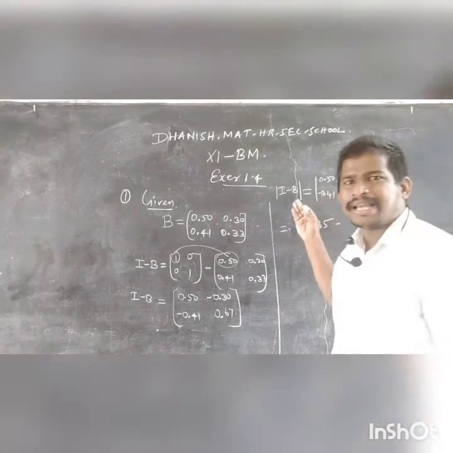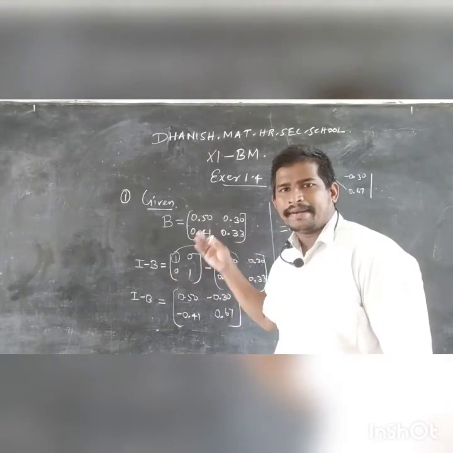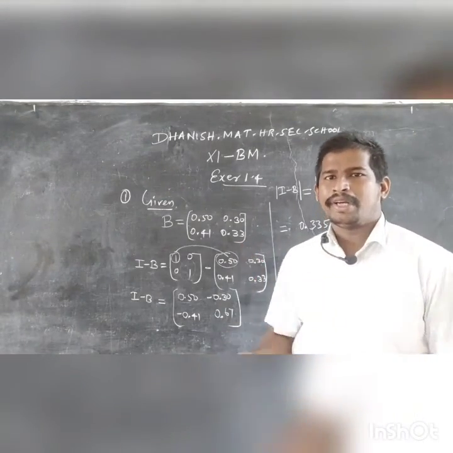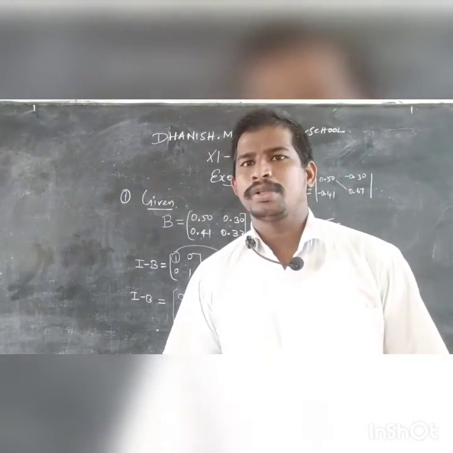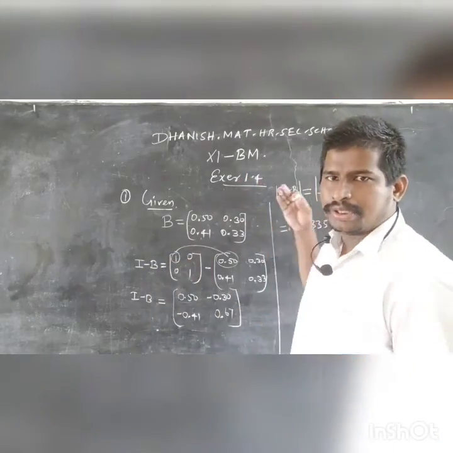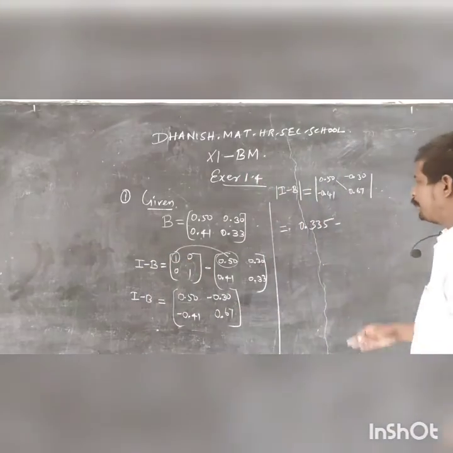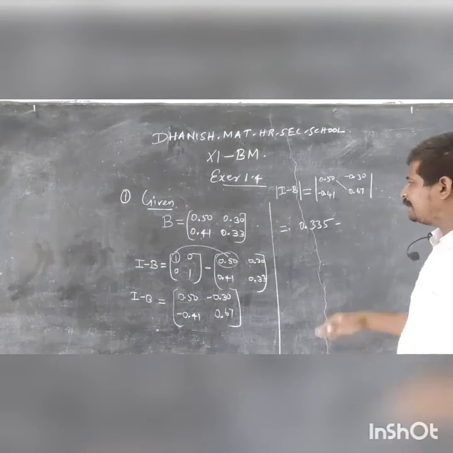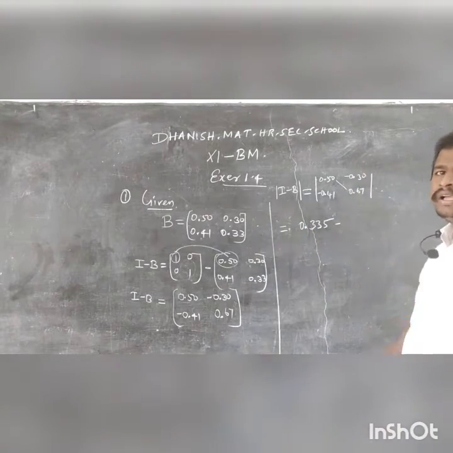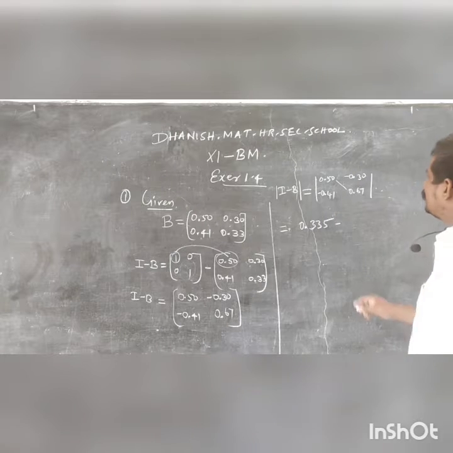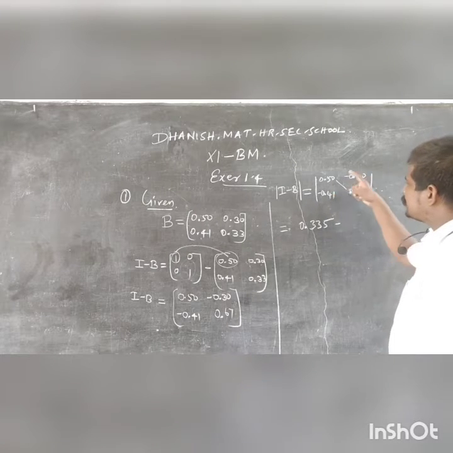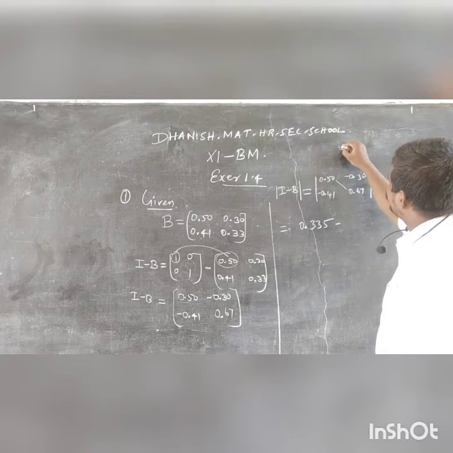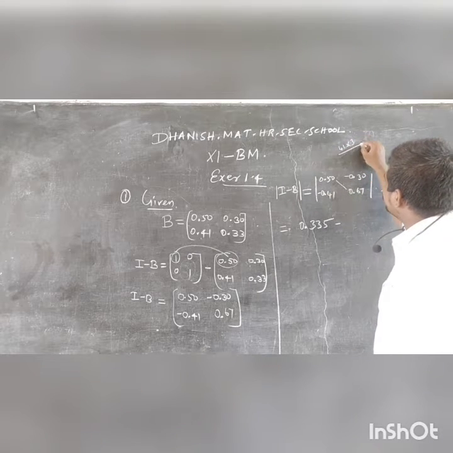If you want to use the calculator for finding this and all, you can use it. You can use the calculator in your public exam also. Otherwise, you can do it yourself. Now, I'm going to multiply these two. Minus and minus is plus. 41 into 3.